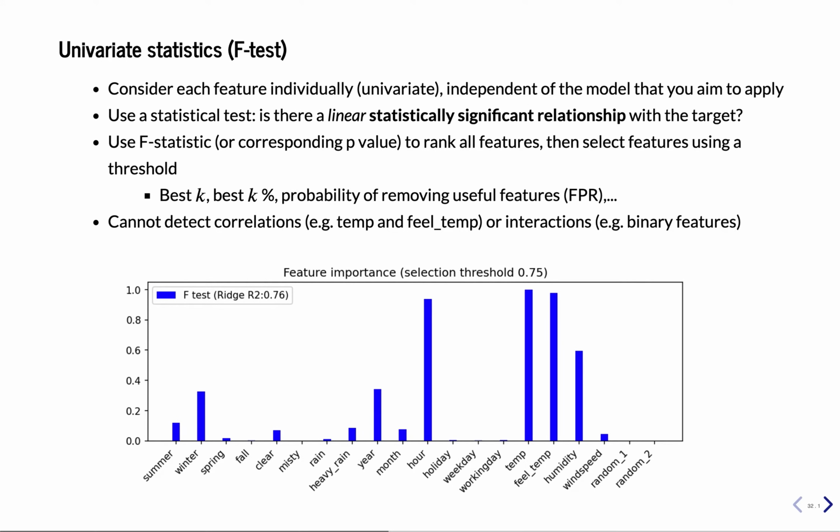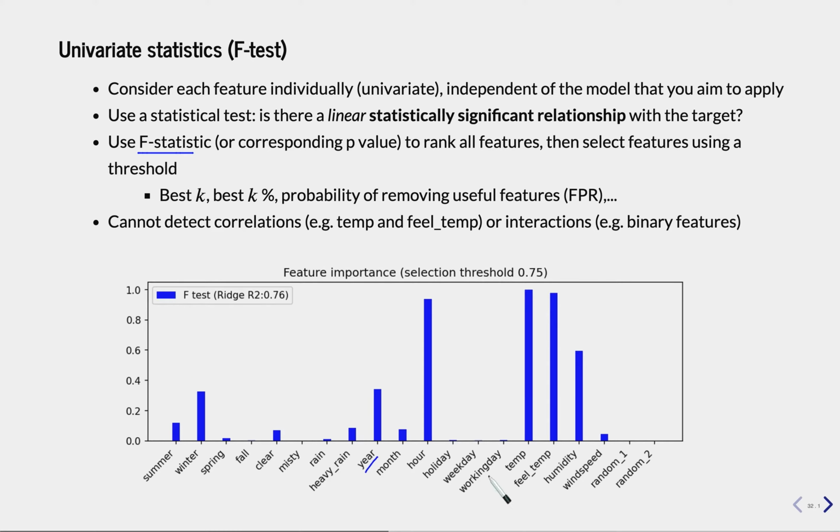So the first set of techniques are univariate, which means they only look at one feature at a time. And most of the well-known techniques here is the F-test. What we basically do is we look at a feature and we see whether there's a statistically significant linear relationship with the target that we want to predict. So basically we do the F-test, then we look at the F-statistic. If that is high, then that feature is important.